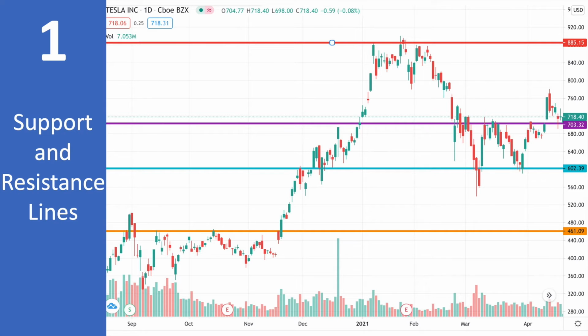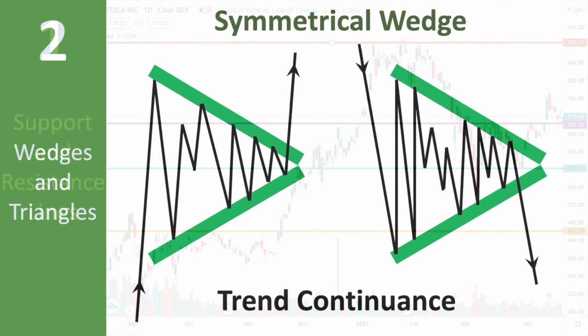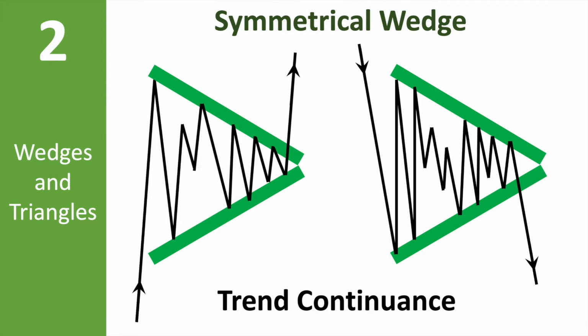And if it falls below that, then there's a strong resistance at around $460, which might become our new support line. Next up, at number 2, are our wedges and triangles. Now, wedges are essentially 2 converging trend lines that act as support and resistance levels.